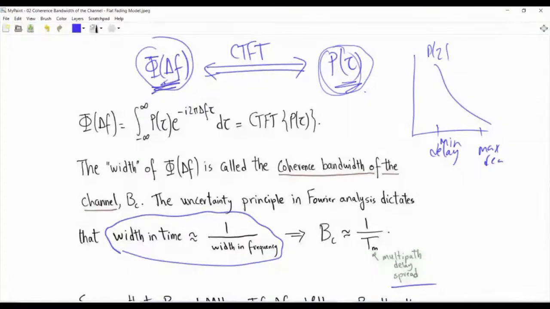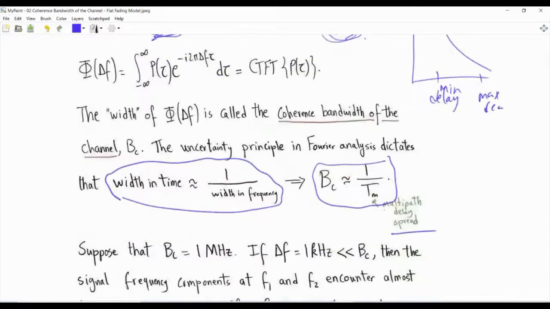The width of this function is the coherence bandwidth of the channel, and I will talk about its meaning in a minute. They are the reciprocal of one another. So we have this very important relationship, because when you read a paper or reference about wireless communications, people may describe things in terms of the coherence bandwidth or the delay spread. If they use one term, you understand that the coherence bandwidth is the reciprocal of the delay spread and vice versa.